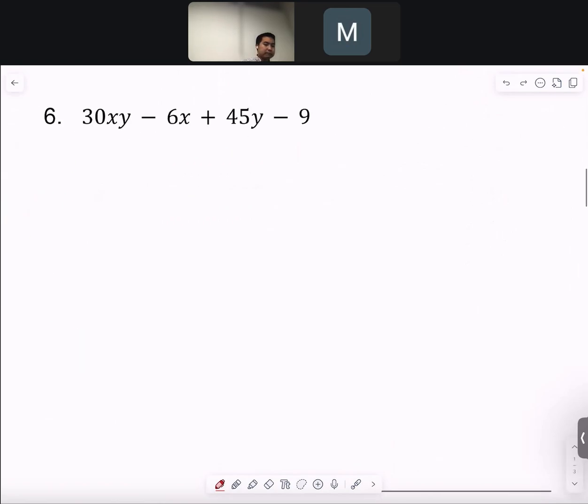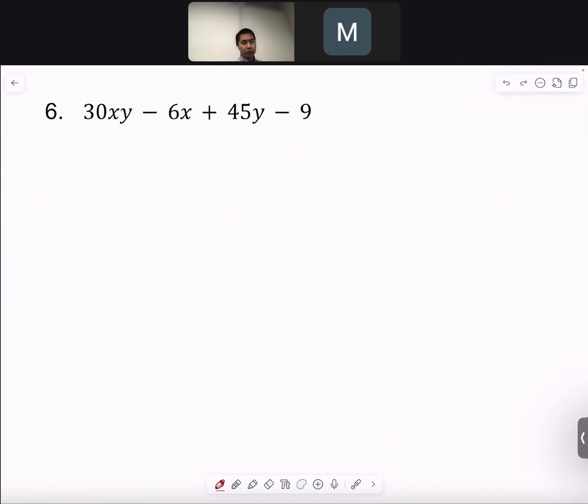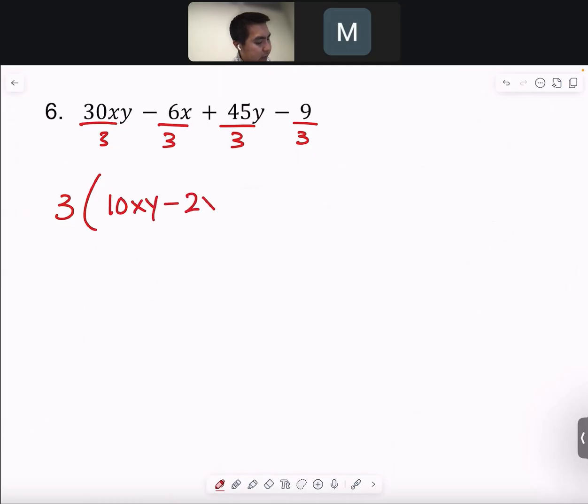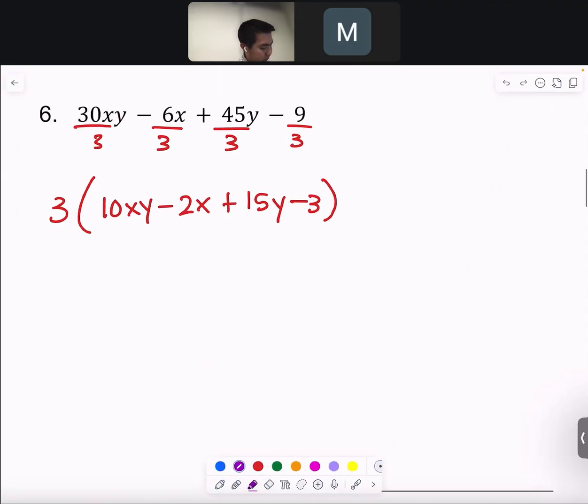Number 6. Okay, 36, 45, and 9, those can all be divisible by 3. So factor out the GCF, 10xy minus 2x plus 15y minus 3. Okay, now there's 4 terms. We're going to factor this by grouping. So group, group, group, group.